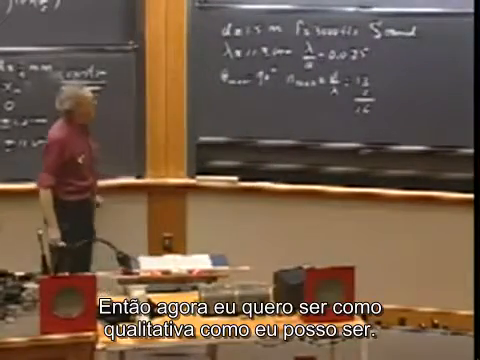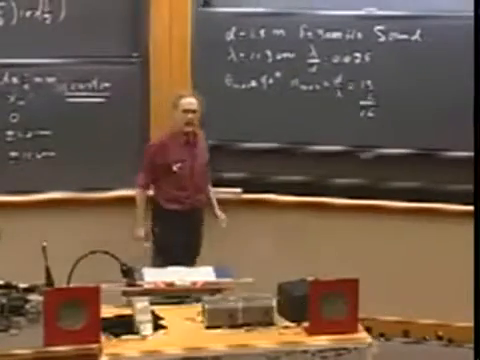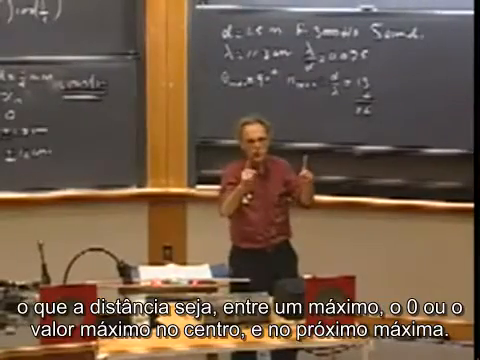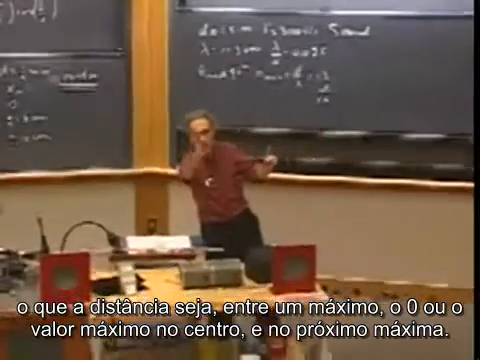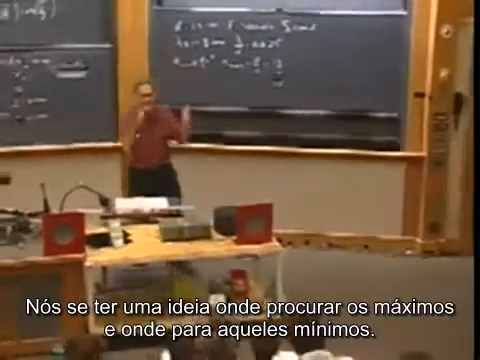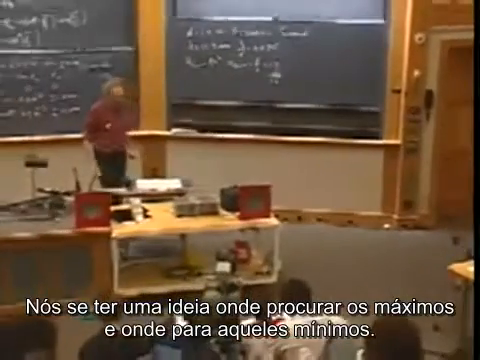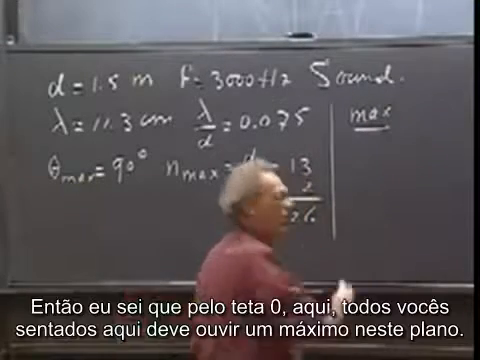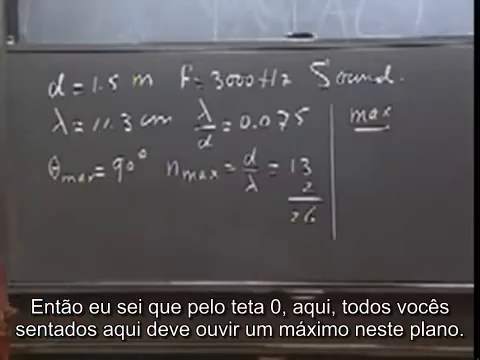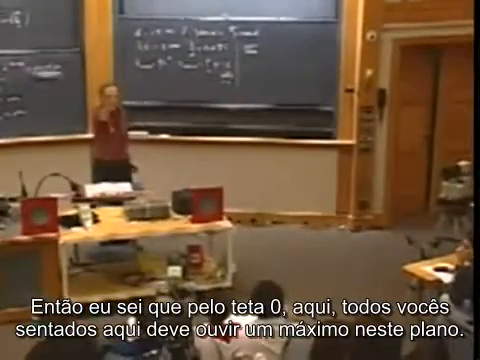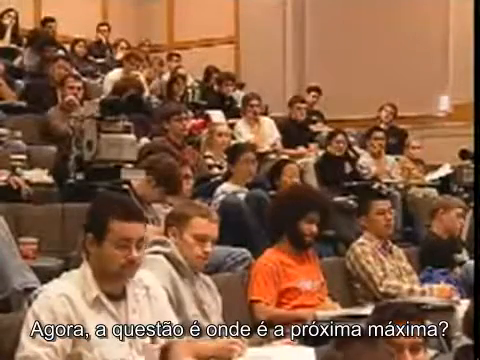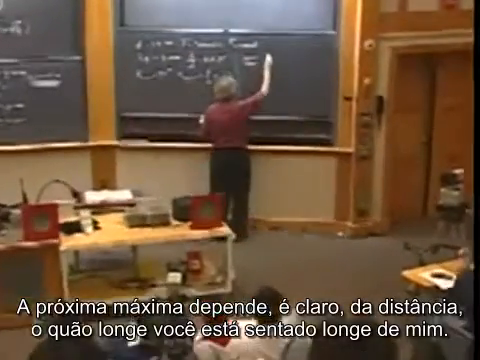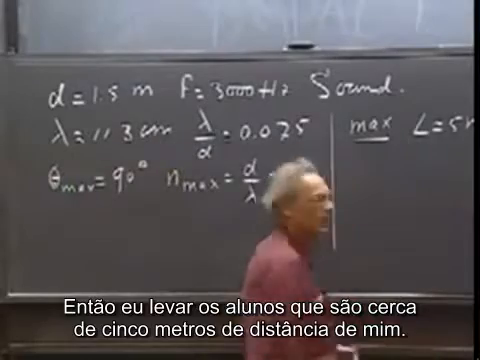So now I want to be as quantitative as I can be, and I would like to know the students who are sitting about 5 meters away from me, what the distance is between the 0-order maximum, right at the center, and the next maximum. We get an idea where to search for those maxima and where for those minima. So I will go now for the maxima. I know that at theta 0, right here, all of you sitting here must hear a maximum in this plane. Now the question is, where is the next maximum? Well, the next maximum depends, of course, on how far you are sitting away from me. So I take the students which are about 5 meters away from me.